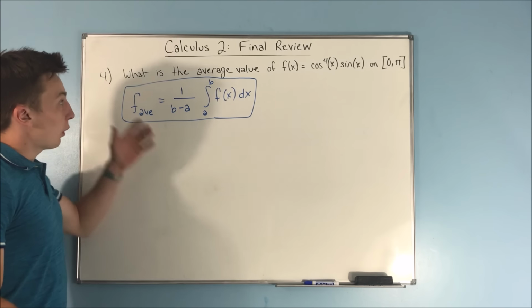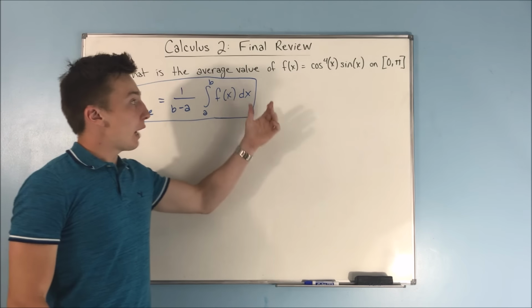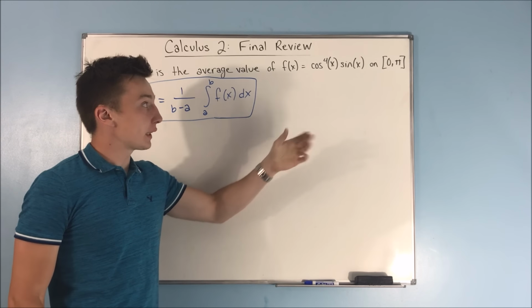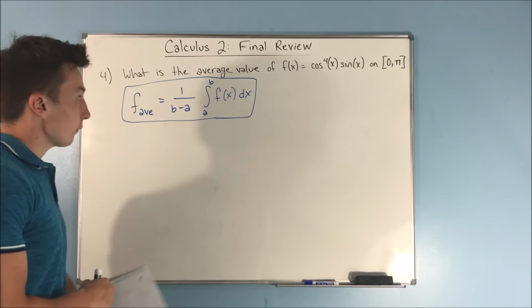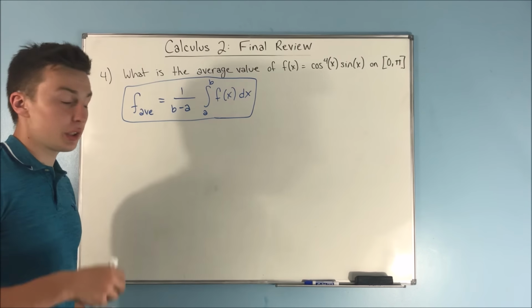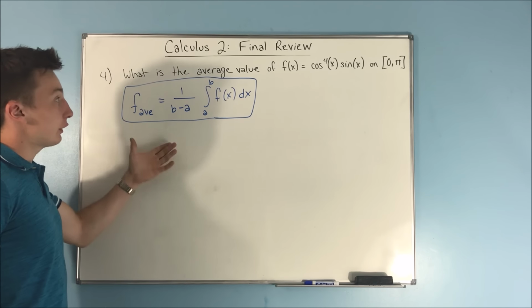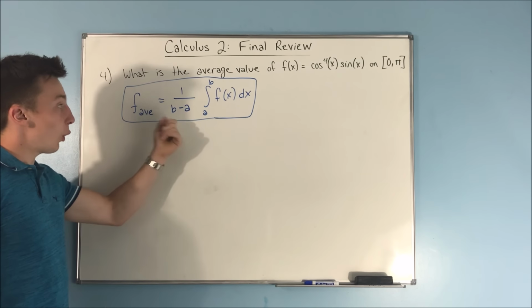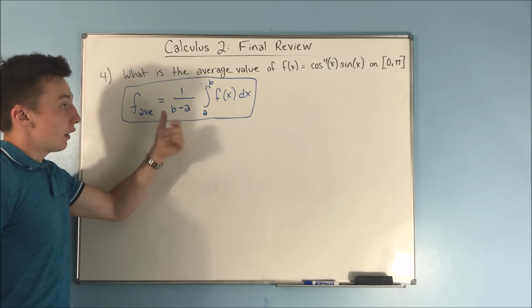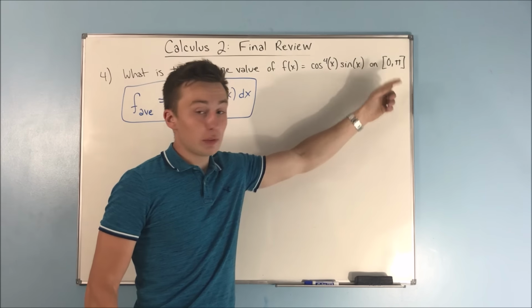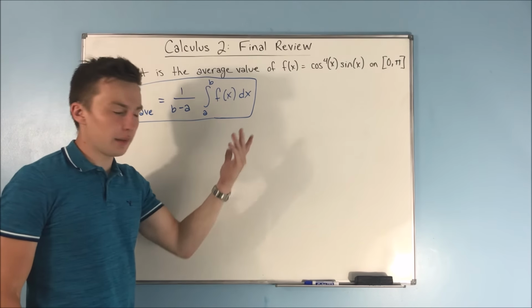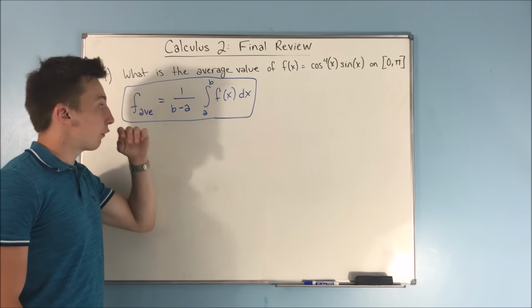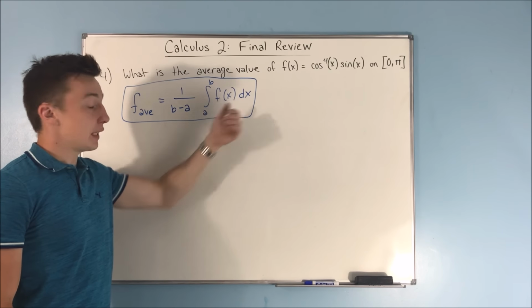So question number 4, what is the average value of f of x equals cosine to the 4th of x times sine x on the interval from 0 to pi? The first thing you need to know before you start off here is that the average value of a function is equal to 1 over b minus a. Okay, so in this case it would be pi minus 0. Okay, a is the first endpoint and b is the second. And that's the integral from a to b of f of x dx.